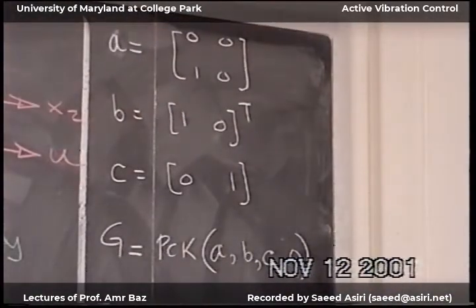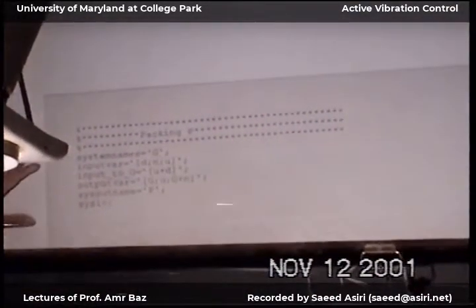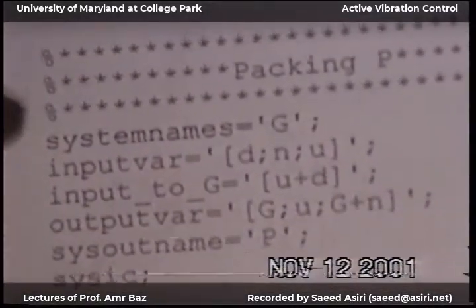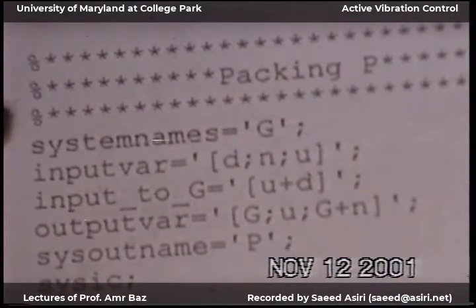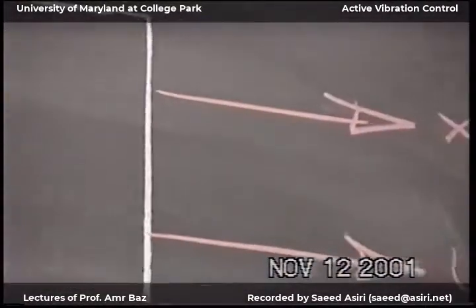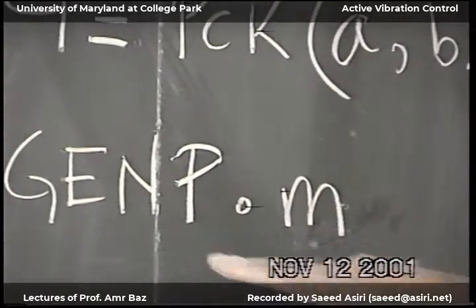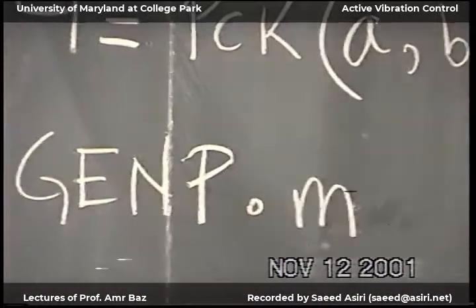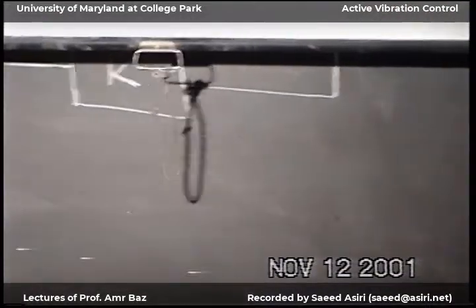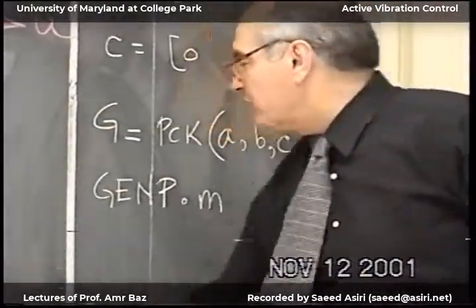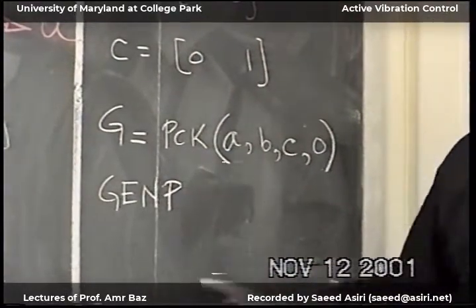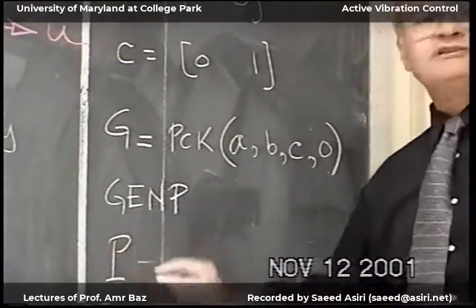So this is the G that I have here. This program is all symbolic. Now, this is a small subroutine, and I called this subroutine generate P. So now I'm going to make this in a separate file, and I'm going to call this M file generate P. The result from this is P, known.